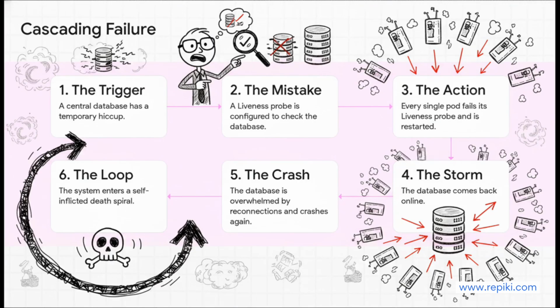Step 1. Your central database has a tiny, temporary 30-second glitch. No big deal, right? But Step 2. A well-meaning developer configured the Liveness probe to check the database connection. So Step 3, because the database is down, every single one of your application pods fails its Liveness check and gets restarted by Kubernetes. Step 4. The database comes back online. But then Step 5, it is immediately hammered by hundreds of pods, all trying to reconnect at the exact same time, and it crashes again. And just like that, you're in a self-inflicted death spiral. A tiny glitch has caused a system-wide outage.